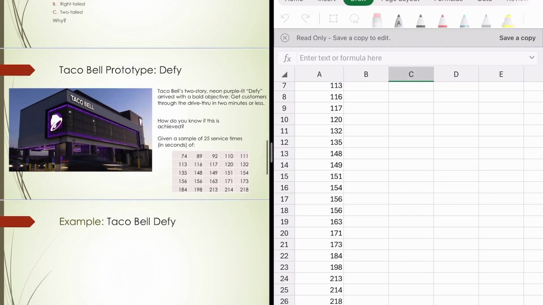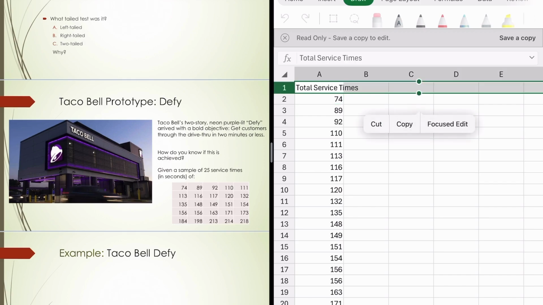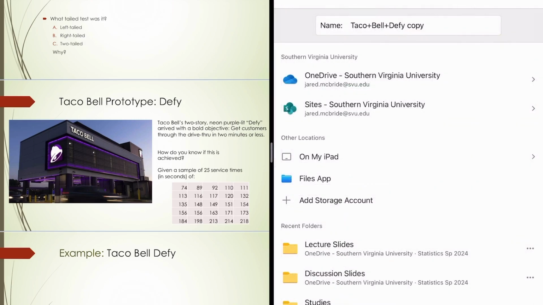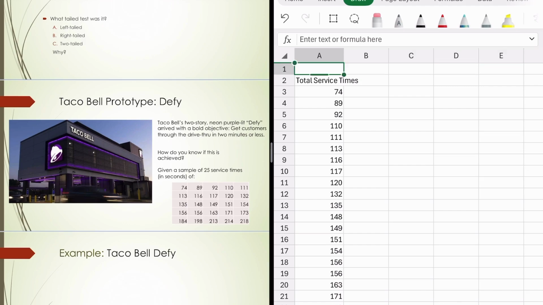All right, I need to do a hypothesis test. The null hypothesis here is going to be, so let me go ahead and put this in. First thing I'll do is insert a column, copy, and save a copy. Now I can insert. I'm just going to let my data hang out there on the side, and I'm going to put my steps here.